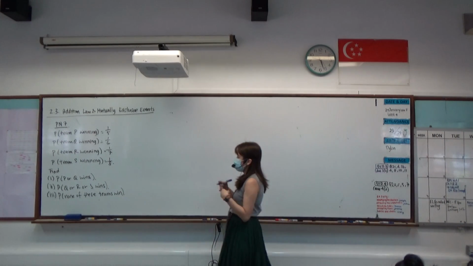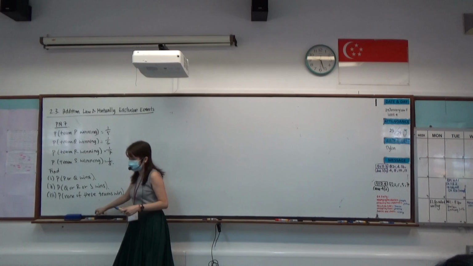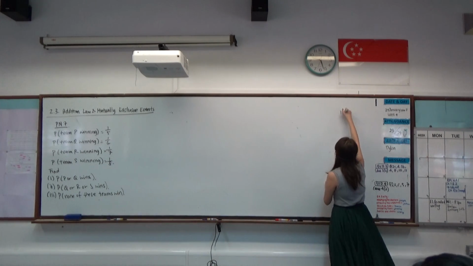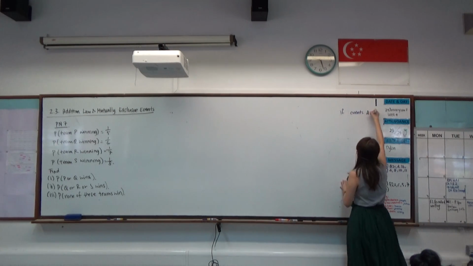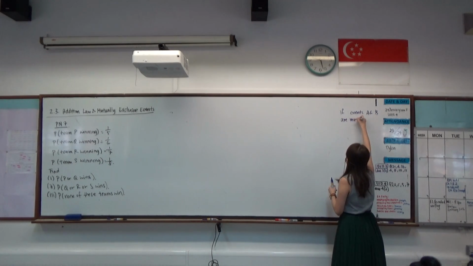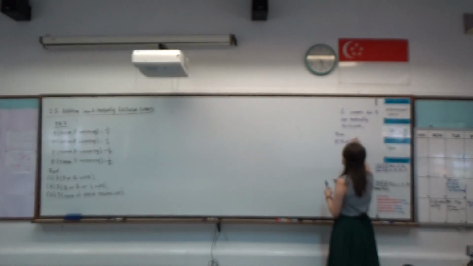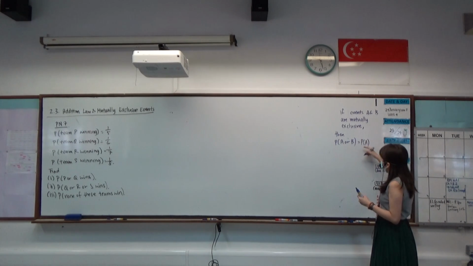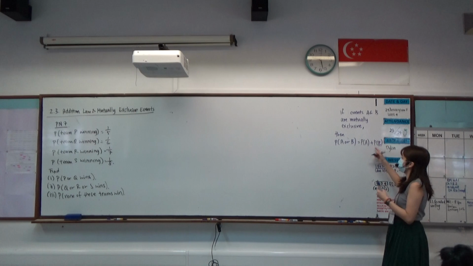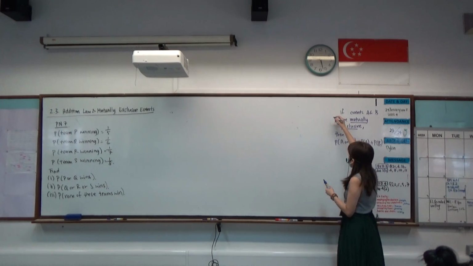Okay? So the last time round, we mentioned that when it comes to mutually exclusive events, if events A and B are mutually exclusive, then the probability of A or B happening is equivalent to the probability of A plus the probability of B. Okay, so mutually exclusive means cannot happen at the same time.